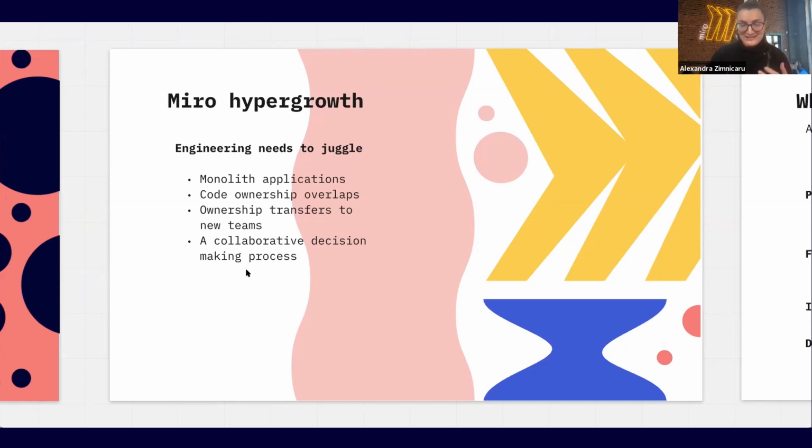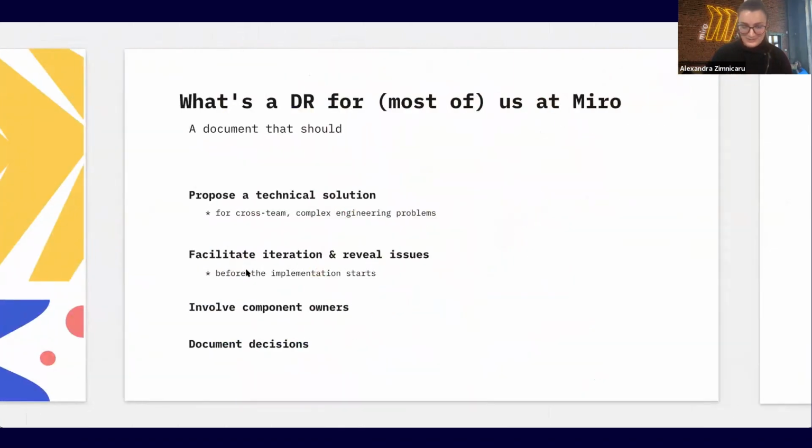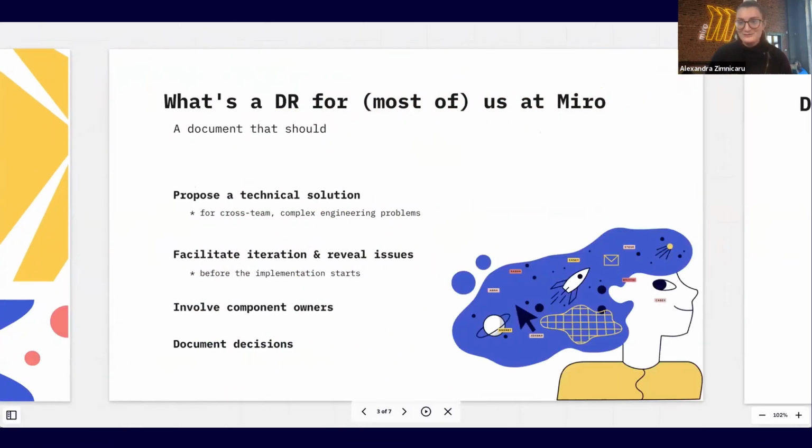One of the ways that we try to do this is by writing design review documents. So what is a DR for most of us at Miro? And most of us is important here because we share guidelines, but we are a big company, so sometimes different teams do different things.